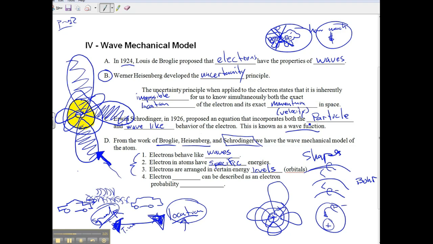For some reason my computer's slowing down. That's not good. The electron location can be described as an electron probability cloud. Now it's slowed down again. So these circles or these dumbbell shaped things that we're looking at, we're going to call a probability cloud. It's the voluminous region around an atom where you will most likely find the electron.